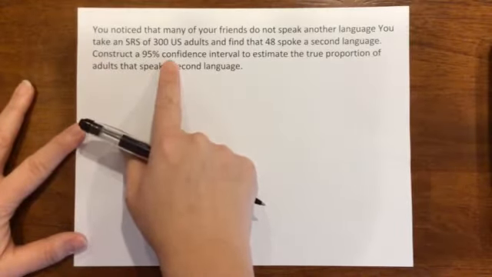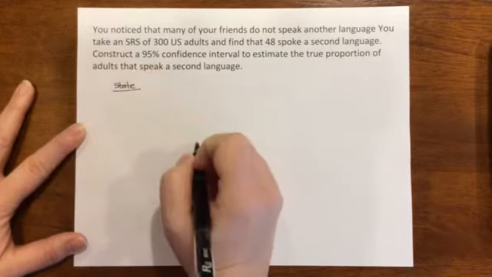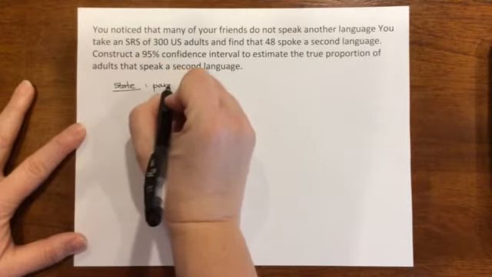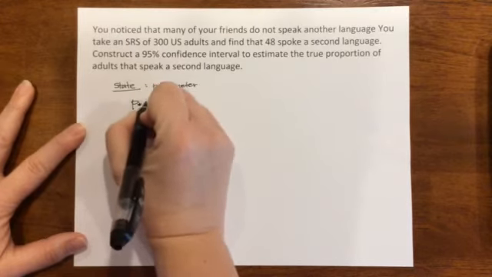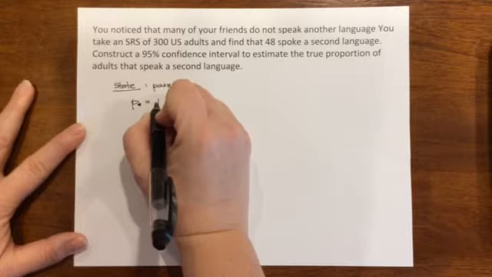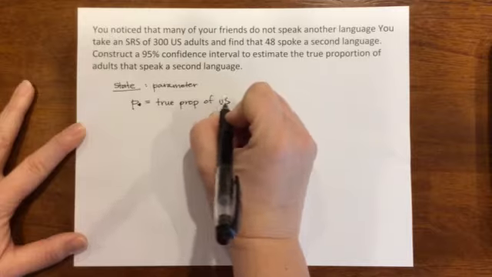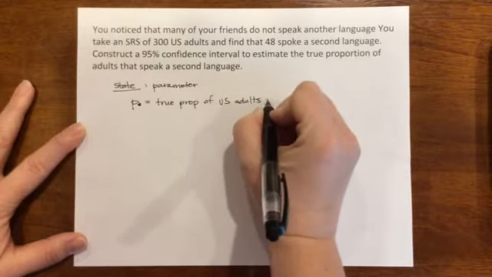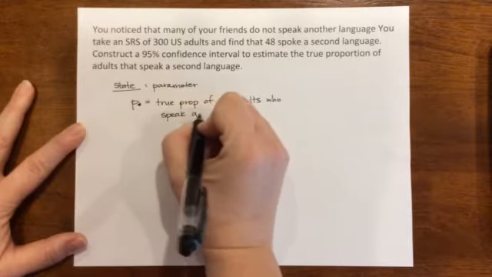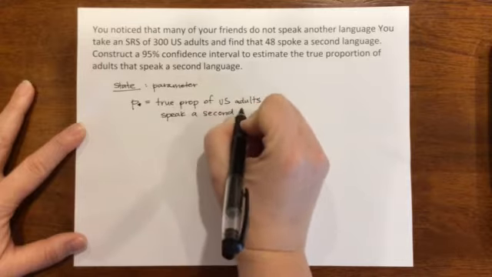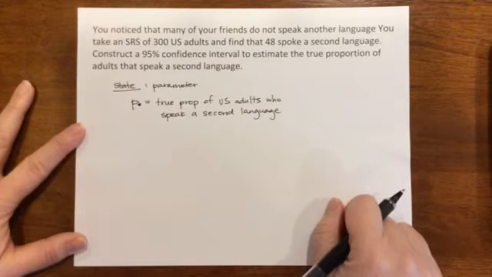There are 4 parts to a confidence interval. The first part we call state. When we say state, we're going to state the parameters. In this case, there's only one. The parameter is the true proportion of U.S. adults who speak a second language. And like we said earlier, the point of this is to figure out how many people speak a second language.